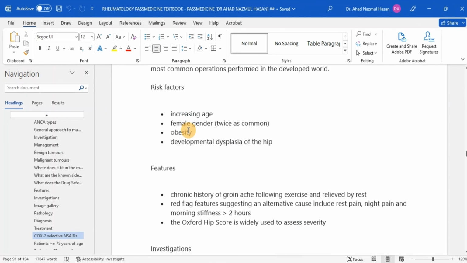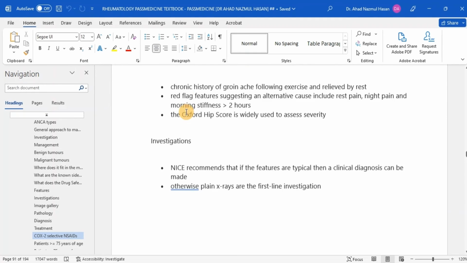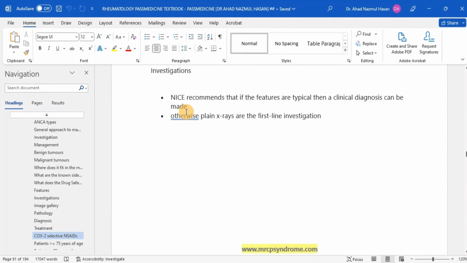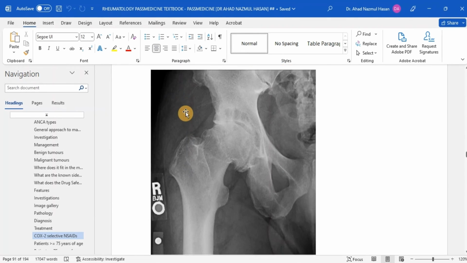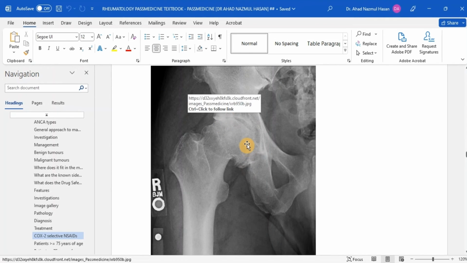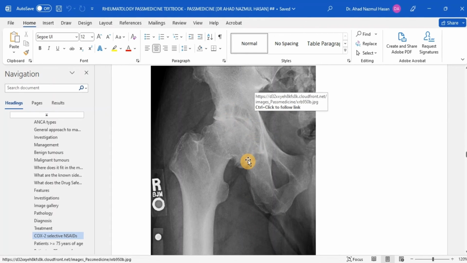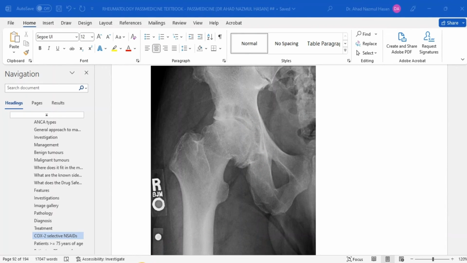Osteoarthritis of the hip: risk factors, features, and the radiological findings are very important, especially the reduced joint space. So what should be the radiological findings in osteoarthritis? Loss of joint space, and there may be osteophyte formation as well as subchondral sclerosis and subchondral cyst.